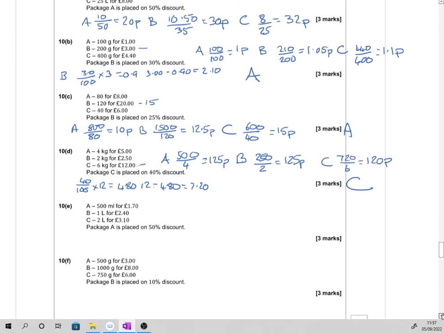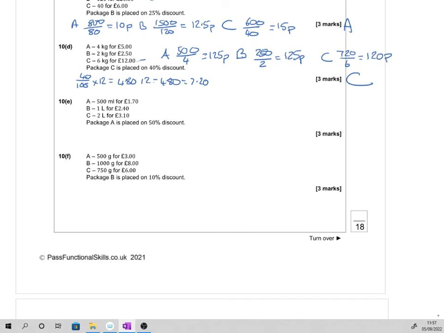Okay, let's do a couple more of these. We've got hundreds of these. Package A is 50% discount. So £1.70 divided by 2, because it's half of it, it's 85 pence. So this is now 85 pence.